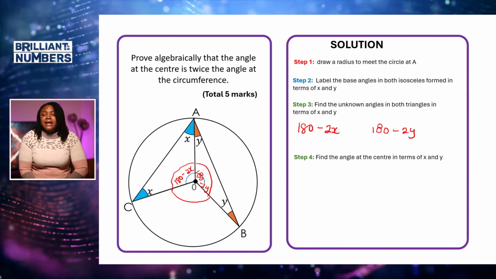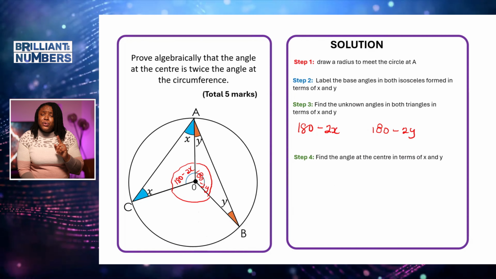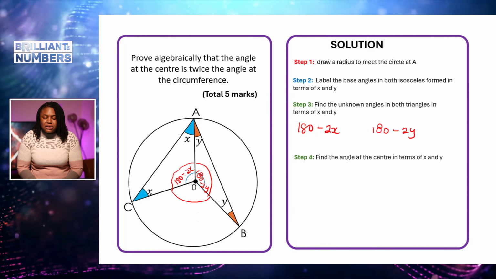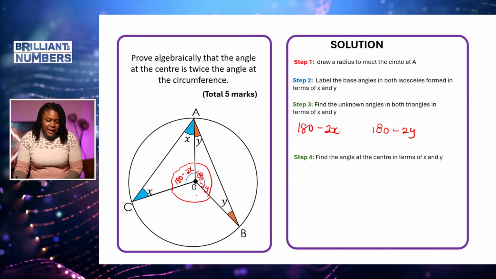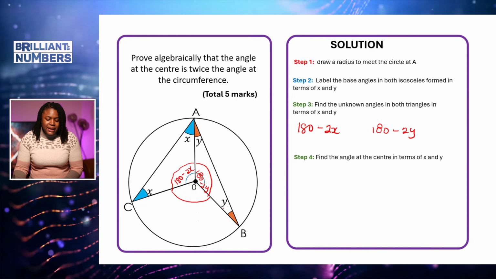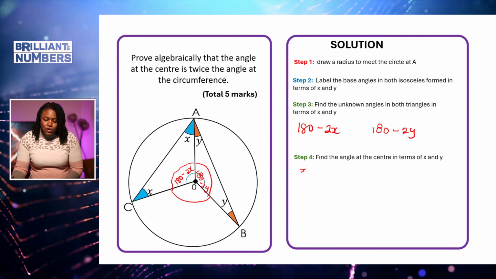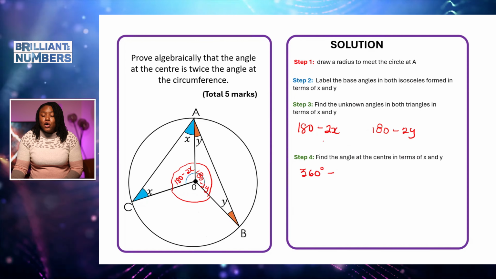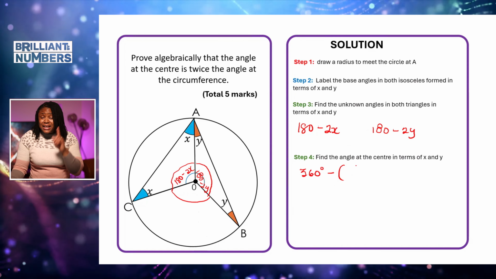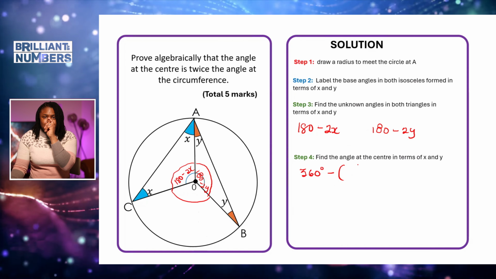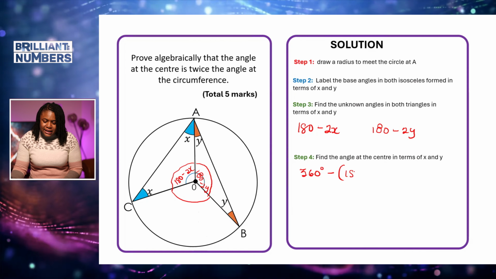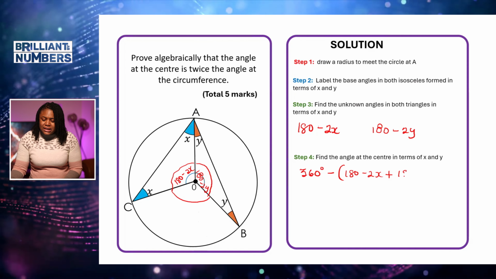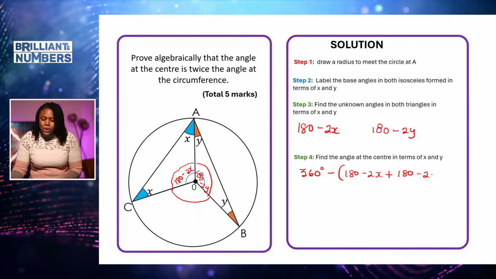Okay, for our next step, we simply need to find the angle at the center now in terms of x and y. And we know that the angles around a point add to 360 degrees. So therefore, the angle here at COB would be equal to 360 degrees take away the sum of the other two angles. I'm going to put that in bracket. It's very important that we put that in bracket. So it's 180 minus 2x, and we're adding that to 180 minus 2y there.